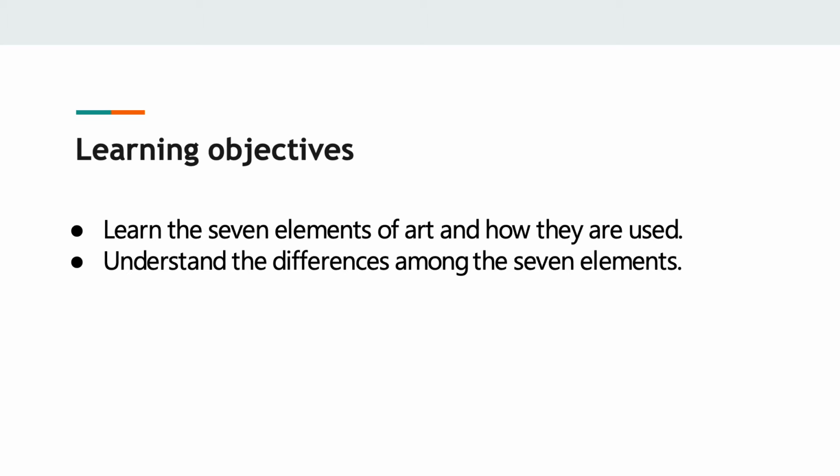And I also had a few learning objectives for today. The first is to learn the 7 elements of art and how they are used, and to understand the differences among them. And I just think that is important because there are some of the elements that are frequently confused with one another. And so hopefully by the end of this lesson, you will have a better understanding of their differences.